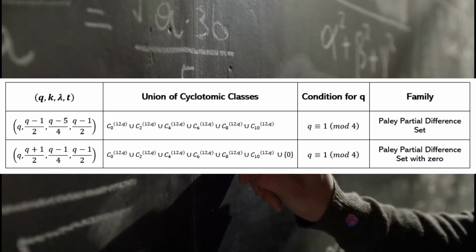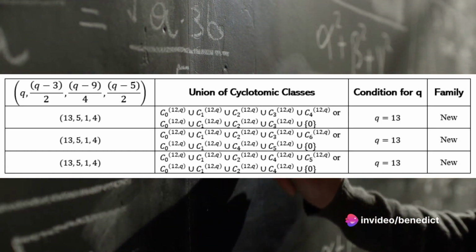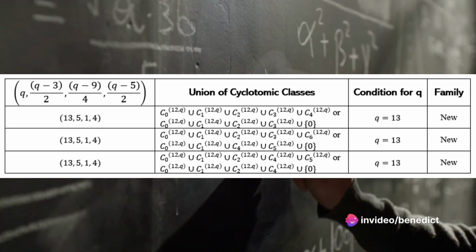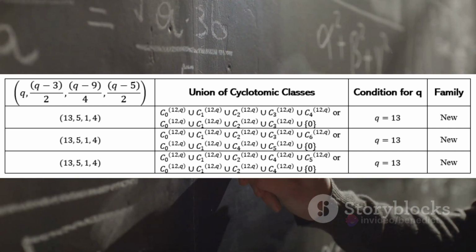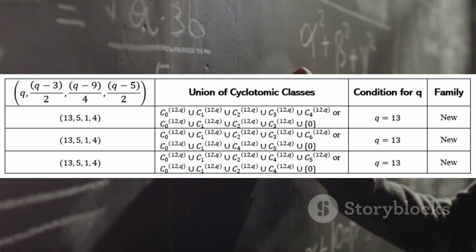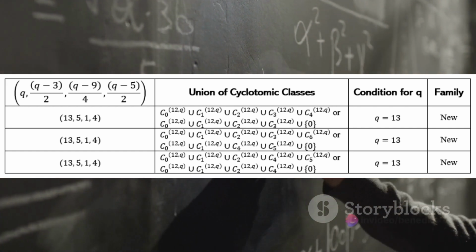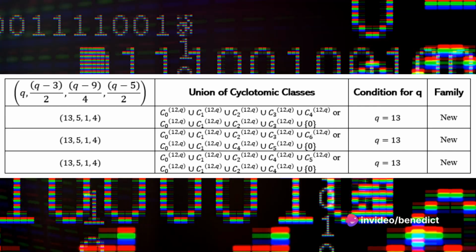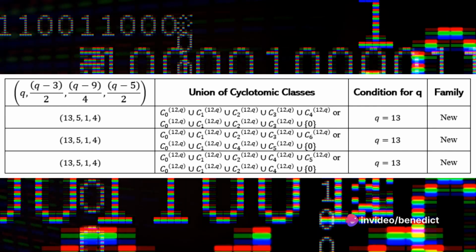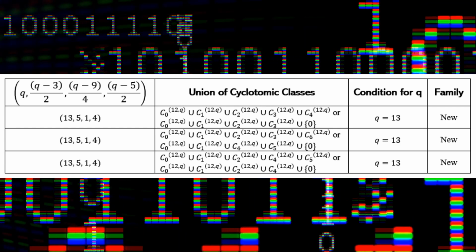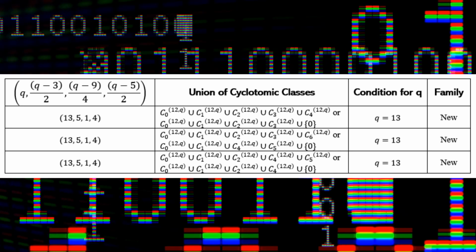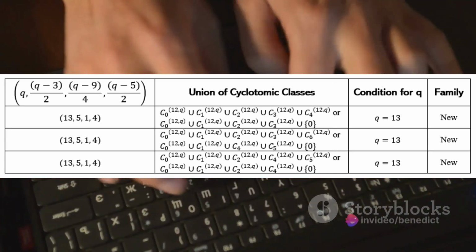In addition, we also have found 3 inequivalent (q, (q-3)/2, (q-9)/4, (q-5)/2) almost difference sets in GF(q) from unions of 5 cyclotomic classes of order 12, where q equals 13. The obtained (13, 5, 1, 4) almost difference sets can generate sequences of period q congruent to 1 modulo 4 with optimal autocorrelation values -1 and 3, where k equals 5.